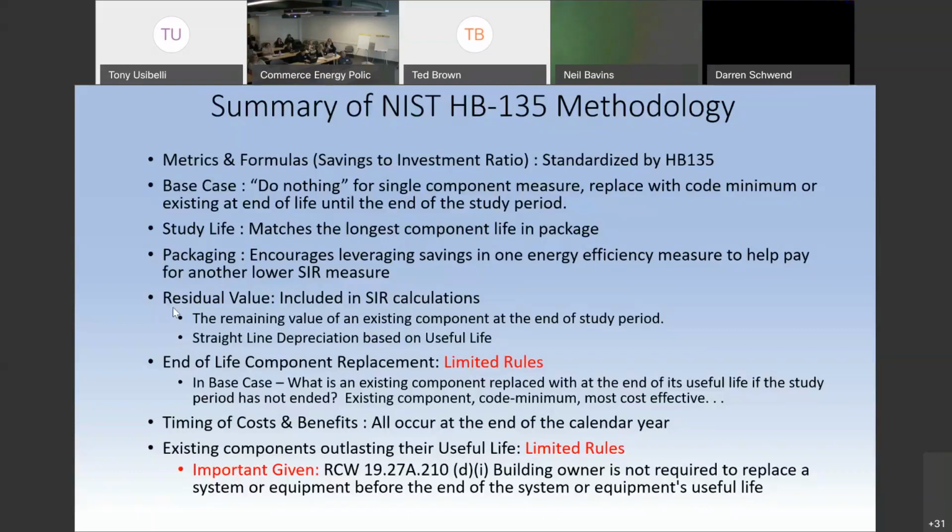And then there are existing components outlasting their useful life. There are very limited rules there, and I think that is important given that section of the law that says you can claim there's a useful life left in this so you don't have to replace it. So now the rule needs to somehow standardize what is an appropriate or acceptable useful life to claim for an existing product.